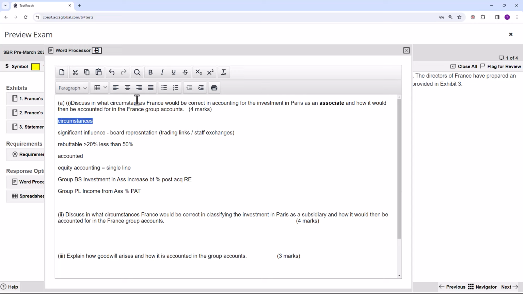Look at your own answer and reflect. Was it broken down into circumstances? Was it broken down into accounting? Do you feel that you've earned 2 marks for the circumstances and 2 marks for the accounting?